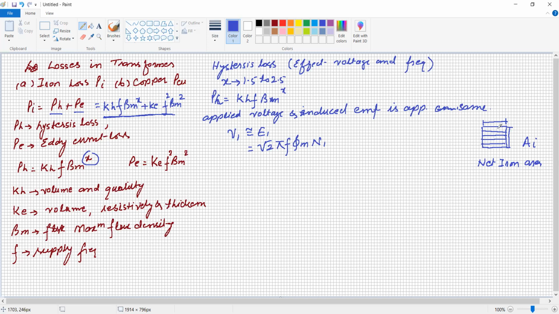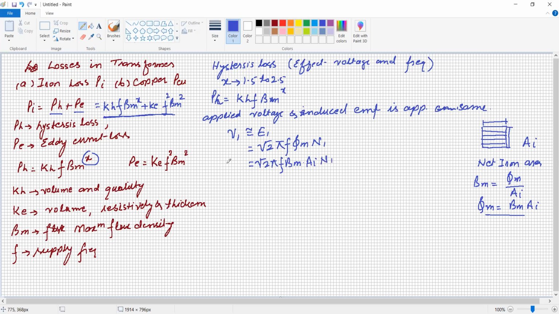This is going to be considered in the transformer design itself, not in the operation. So now the iron area is Ai. So flux density can be written as maximum flux divided by iron area. So flux divided by area is this one. So the flux is equal to Bm into Ai. Now we will put this value in this equation. So it is root 2 pi f Bm into Ai, and the number of turns is as it is.